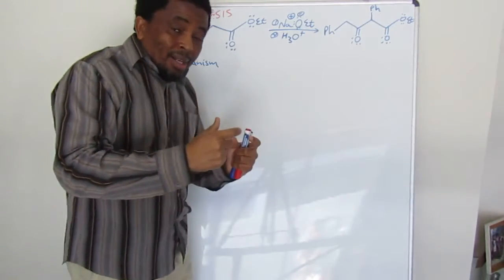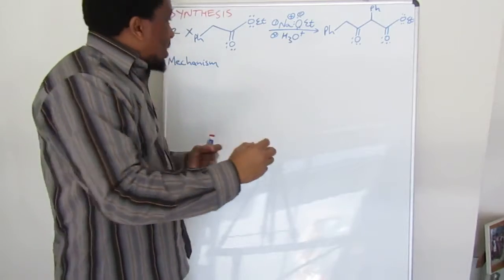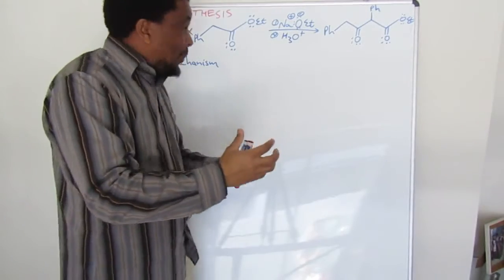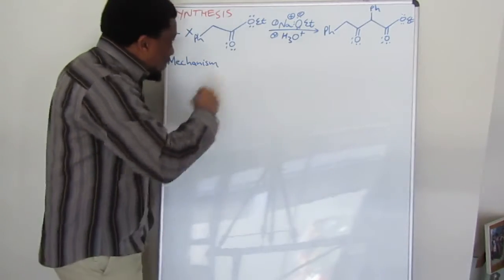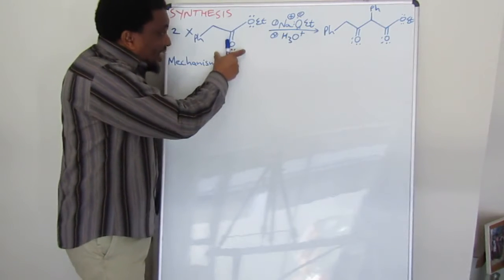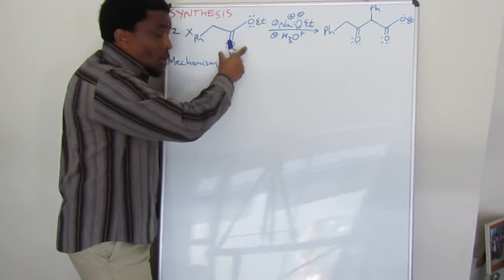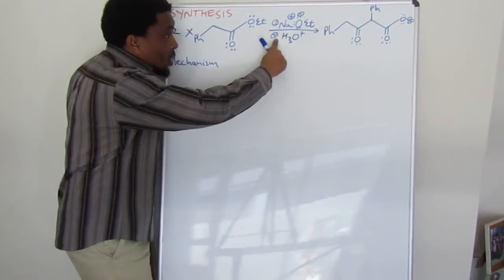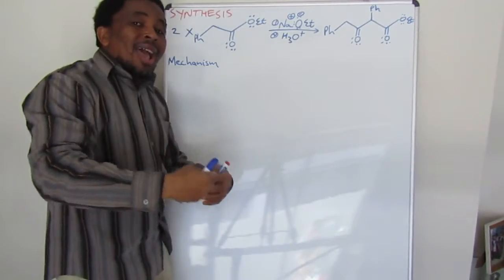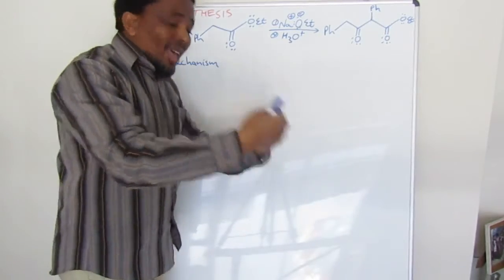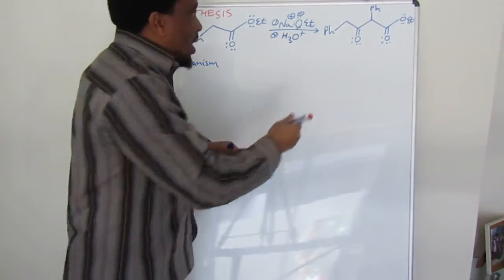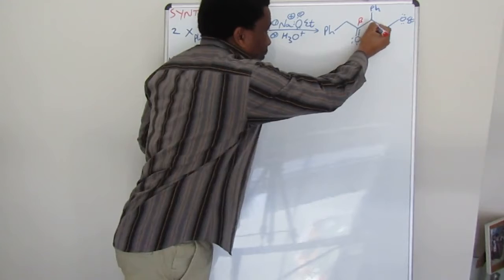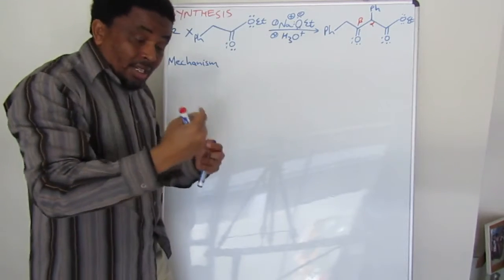Now remember, in the last class we said that whenever we are carrying out a Claisen condensation, it's all about reacting two ester molecules together under these conditions to generate what we refer to as a beta keto ester. That's what the Claisen reaction is all about.